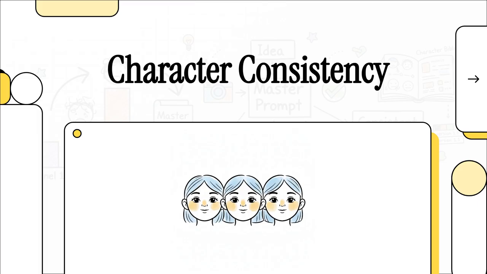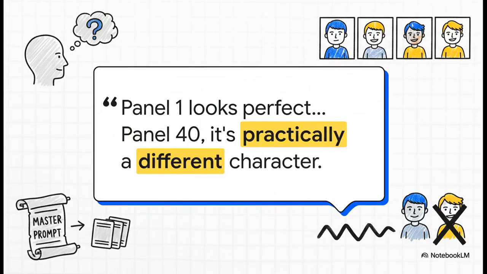Yeah, panel 1 looks perfect. Panel 40, it's practically a different character. Sound familiar? I bet it does. Look, this is probably the single biggest headache for anyone doing storyboards with AI right now. It's that sinking feeling when your amazing main character just drifts. And it doesn't just look bad, it can totally derail the whole production pipeline. But here's the good news. There's a system to beat this, and we're going to go through it.